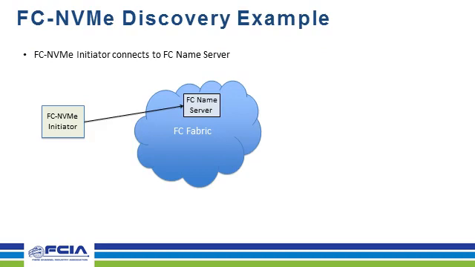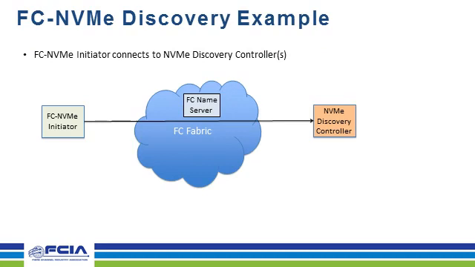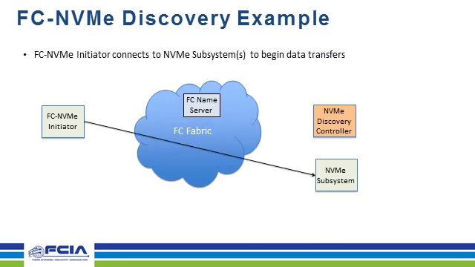So for example, if I have an FC-NVMe initiator and I want to go find some storage, this is similar to any other protocol like SCSI. I go first and ask the name server. And the name server will then point me to the discovery controller, which has information about the subsystems. So the initiator can then go talk to the discovery controller, and from there it can identify the subsystems that are associated with that port. And then at that point it can go talk to that subsystem and create connections to it.